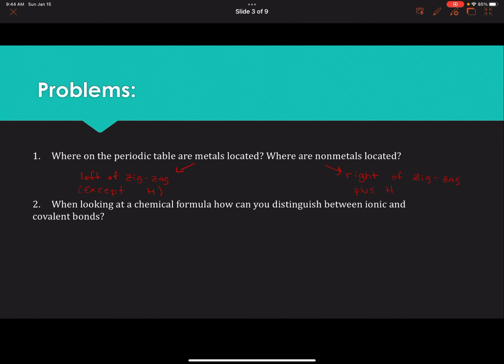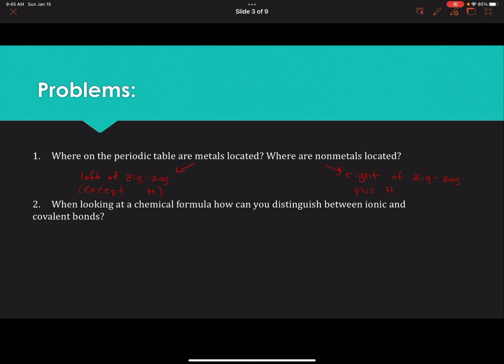Now, if you have a hard time remembering right from left, you can always just look at your periodic table. Use some of your daily knowledge. You are familiar with certain metals. You're familiar with things like silver and gold and copper. And if we look at our periodic table, we can see that those elements are located on the left side of that zigzag. So all of the materials on that left side, again, except hydrogen, are going to be metals.